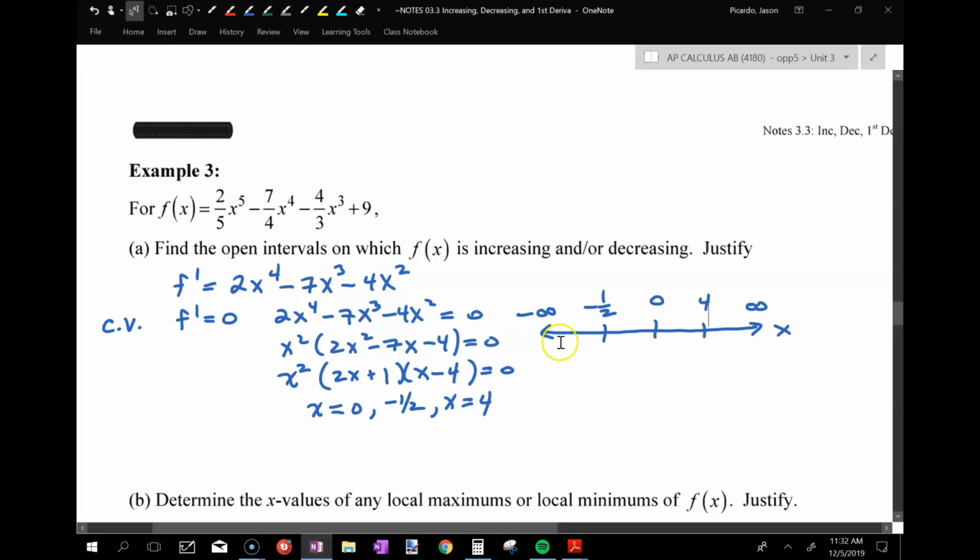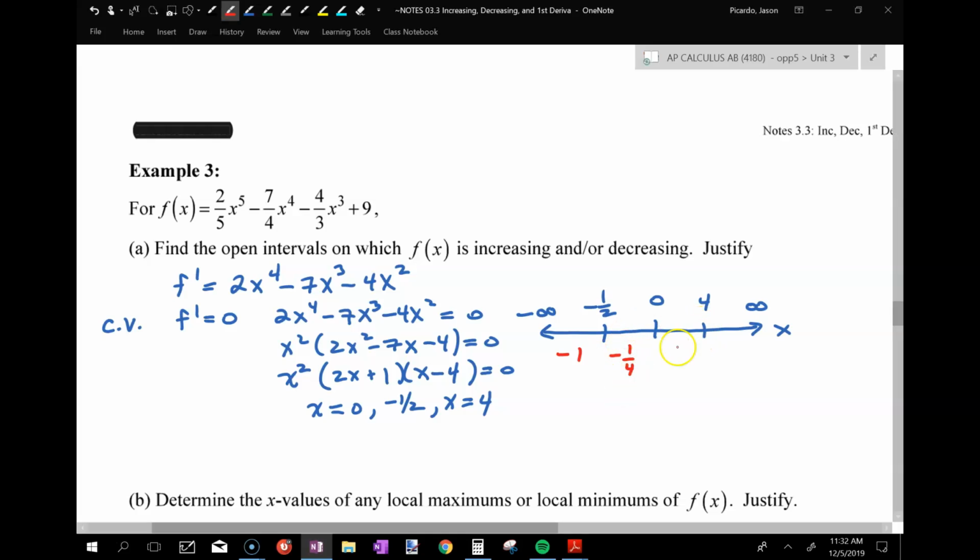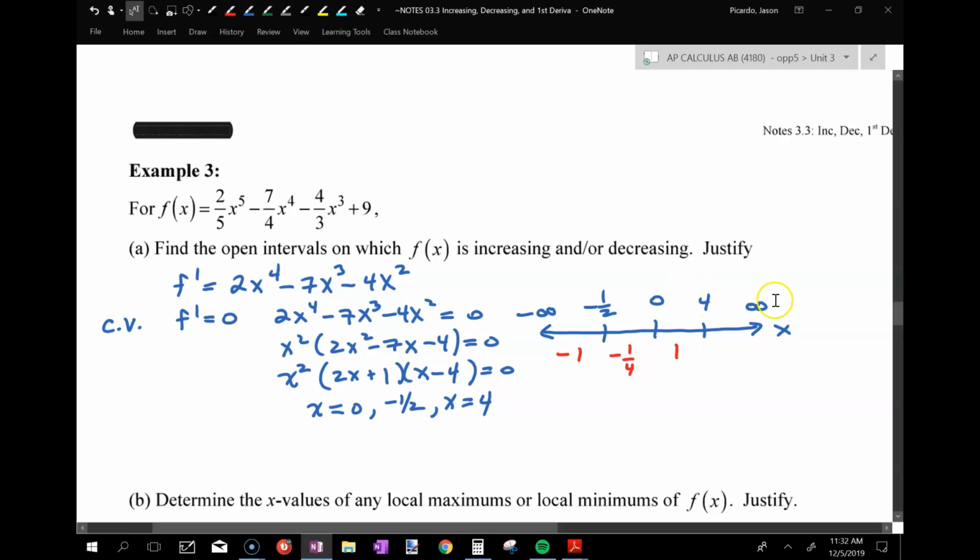I like doing sign analysis. Give me a number, guys, that is less than negative 1/2. Negative 1. Give me a number that is between negative 1/2 and 0. Negative 1/4. A number between 0 and 4. 1. And a number bigger than 4. 10, sure. So what I'm going to do now is I'm going to really quickly plug these in to figure out what I get.